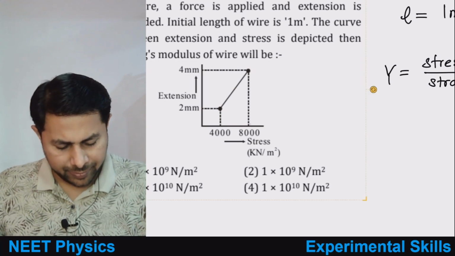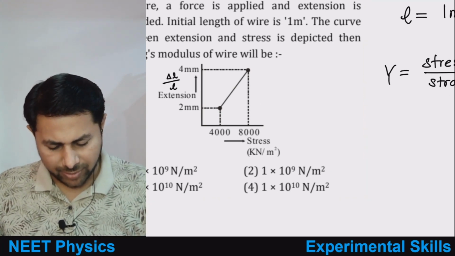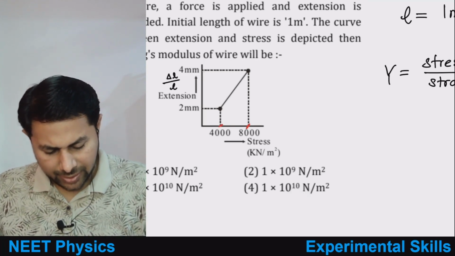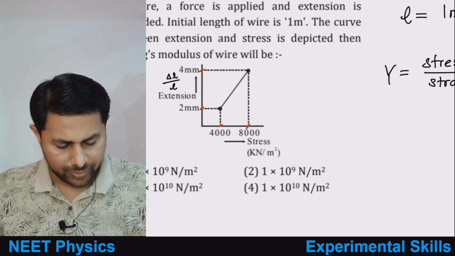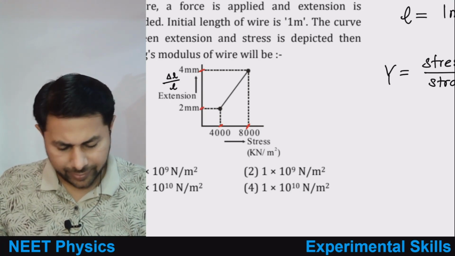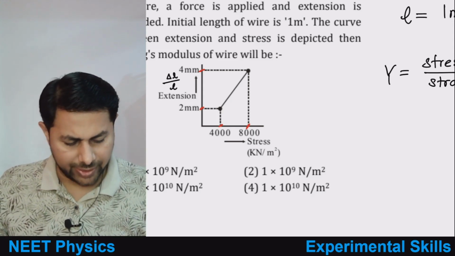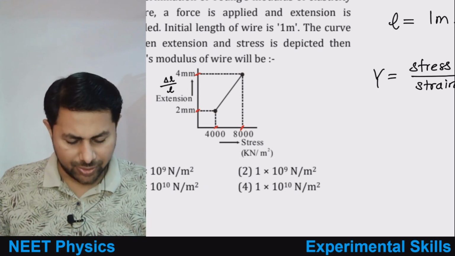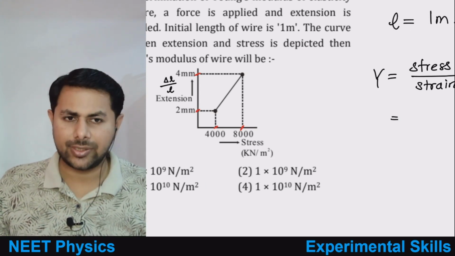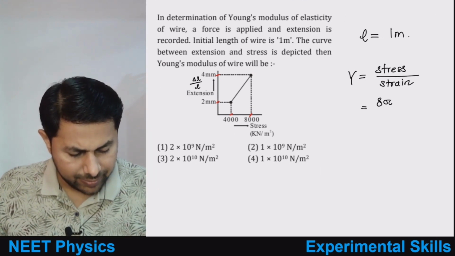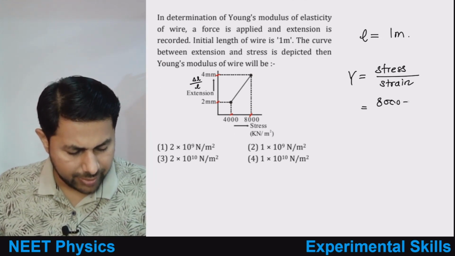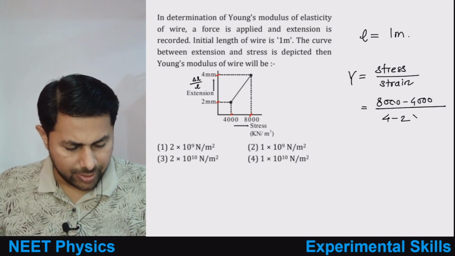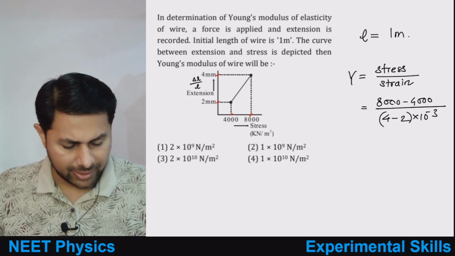Okay. You have 8,000 minus 4,000, this point and this point, divided by 4 minus 2. Okay, and then we need to change the unit also, that's in millimeters, so we'll need to change it to meters. So it is 8,000, right? Can you see that? 8,000 minus 4,000 divided by 4 minus 2 times 10 raised to minus 3, right?